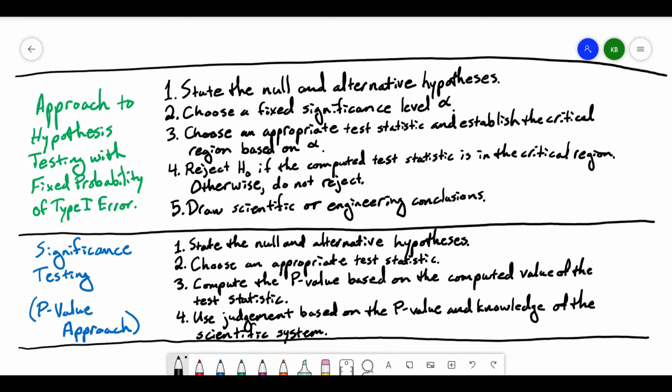The first step remains the same. You're going to state the null and alternative hypotheses. Then, second, you're going to choose an appropriate test statistic. Notice we're skipping the step of choosing a fixed significance level. So we're going to choose an appropriate test statistic. And then once we have that test statistic, we're going to compute the p-value based on the computed value of the test statistic. And then finally, you're going to use your judgment based on the p-value that you've gotten and your knowledge of the scientific system that is in question here, and you're going to make your decision accordingly.